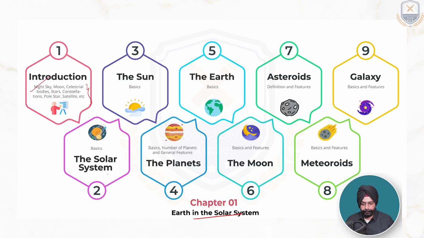Then we will be jumping to the solar system, its basics. Then the sun, the number of planets and some general features with respect to it. Then we'll be looking at our planet, the Earth. Then some features of the moon. Then the asteroids, the meteoroids. Then we will be concluding this chapter with the definition and features of galaxy and universe.